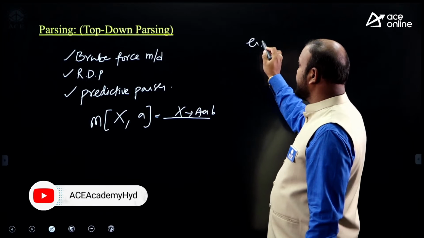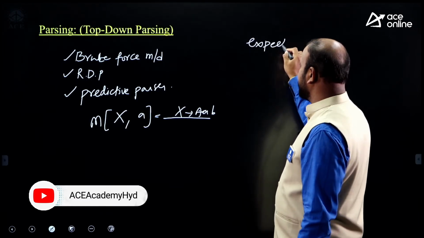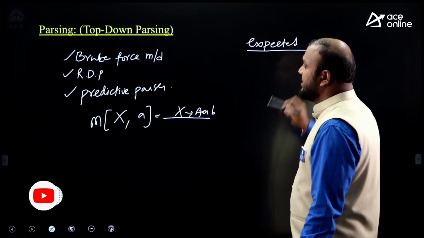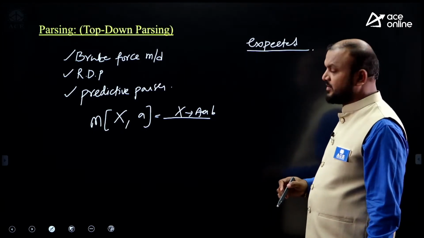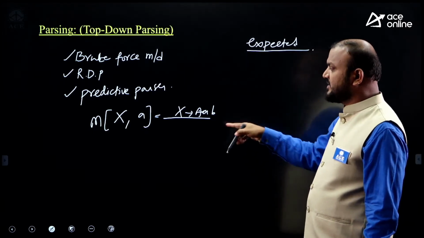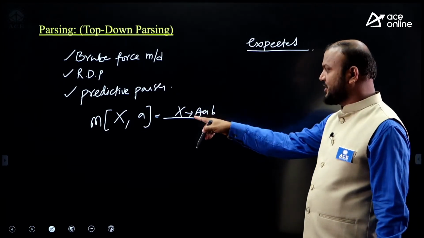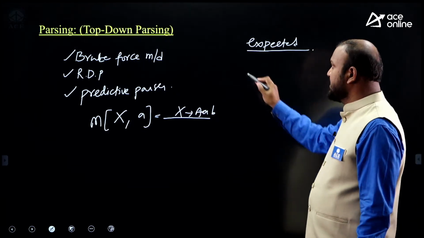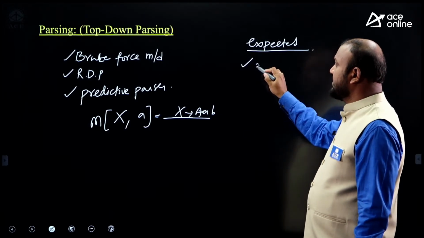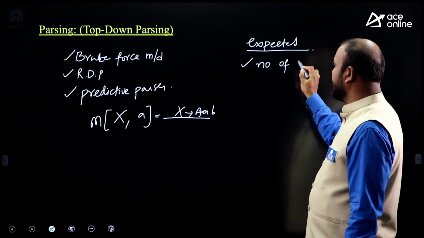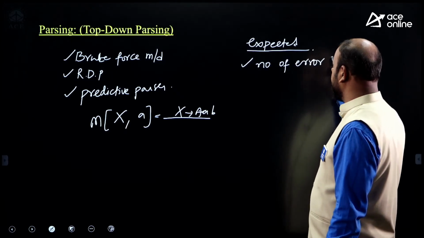And what are the expected questions? The expected questions are on predictive parsers only. Instead of just asking about that particular entry and what the production rules are, they may ask you questions on the predictive parse table, such as the number of error entries. This could be one of the questions.